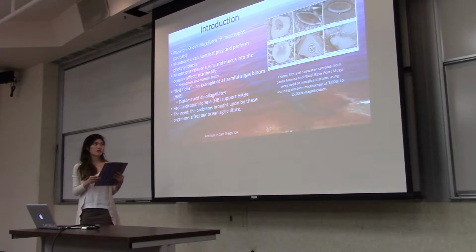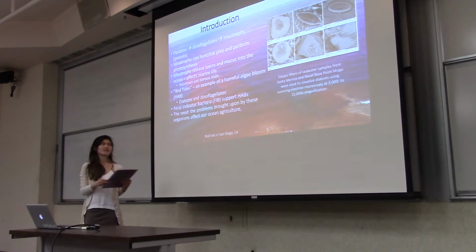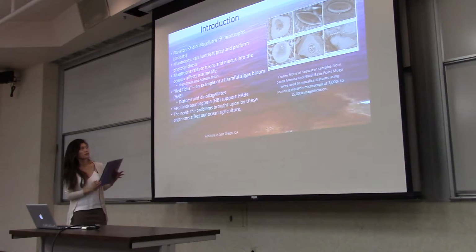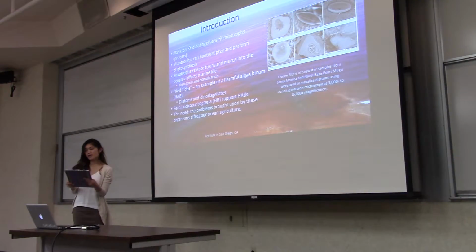An example of a harmful algal bloom is called red tides, as you can see here, and this is one of the closest ones to us in San Diego. And red tides are caused by dinoflagellates and diatoms, a major group of algae.